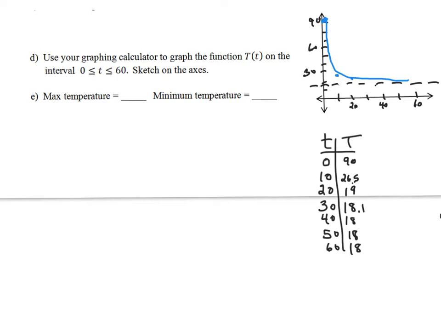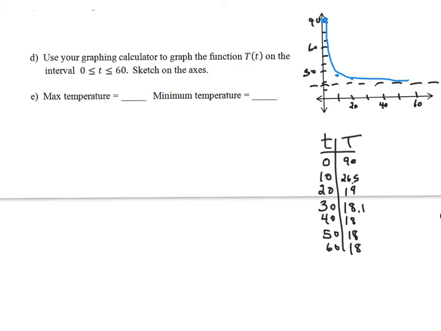So I've added a horizontal asymptote on my graph at y equals 18. You'll see that as a dotted line. When I plotted the points, I could see that pretty quickly those dots came closer and closer to that answer of 18. Technically, this isn't even a horizontal asymptote because the temperature does reach 18 degrees.